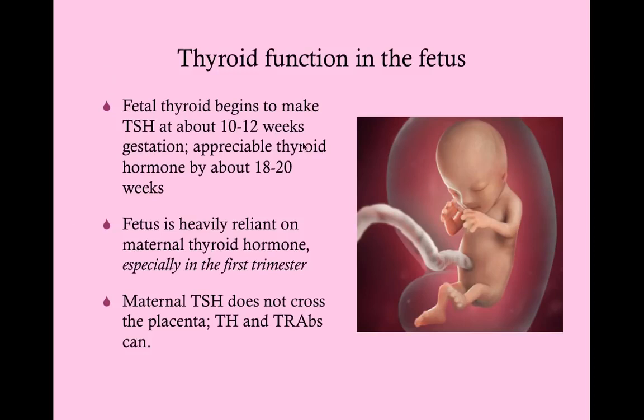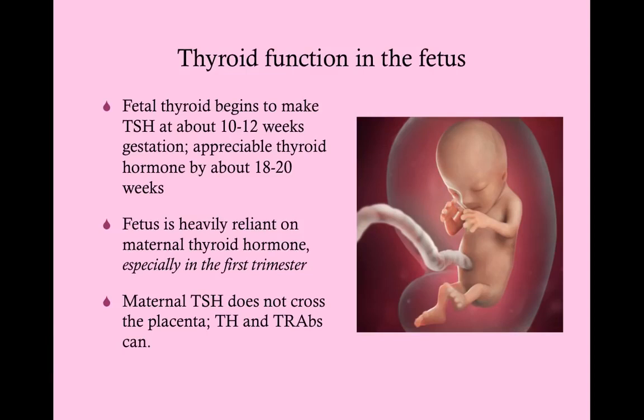Okay, so the fetal anterior pituitary begins to make TSH around the end of the first trimester. And you get gradually more thyroid hormone, though it doesn't really become appreciable until towards the middle to end of the second trimester. And so what this means is that in the first trimester, because the baby's not making any thyroid hormone whatsoever, the fetus is heavily reliant on the maternal thyroid hormone. So if there are issues with the maternal thyroid, particularly hypothyroidism, you're really going to see those effects in the first trimester of development.